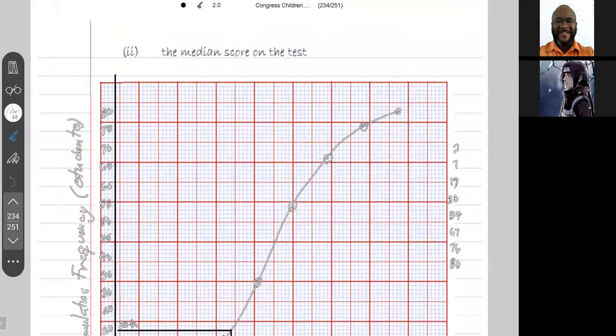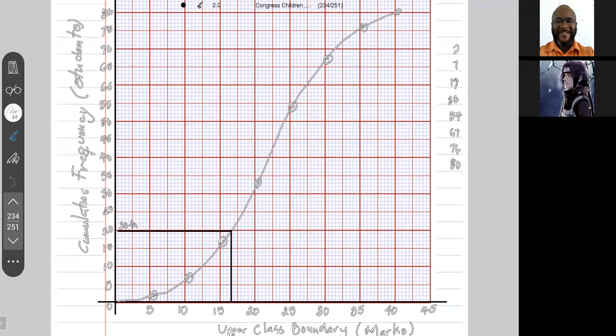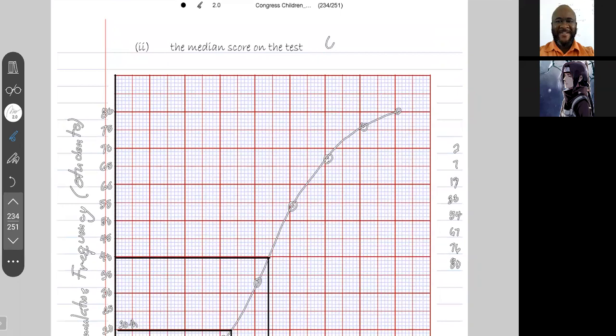Next, we need to determine the median. Remember, I told you the median would be the marks of the student in the middle. Now, the student in the middle would be student number 40. So at 40, I'm going to come across, and where it hits the curve, I'm going to go down. This value here, whatever it is, is the median. So the median is Q2. Let's read it: 20, 20.5, 21, 21.5, 22. So this is telling me that the median mark, Q2, is equal to 22 marks.